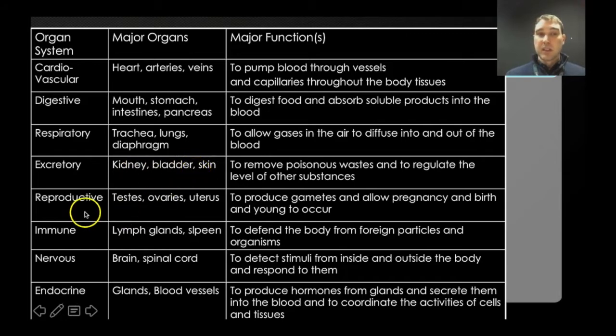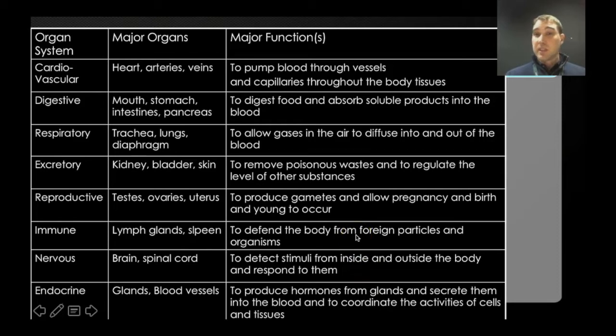Then we have some other systems. This is just a short list. There's many other organ systems. We've got the reproductive system, the immune system, the nervous system, the endocrine system. Each of those systems is made up of a variety of organs doing a particular job together. So the reproductive system produces offspring.